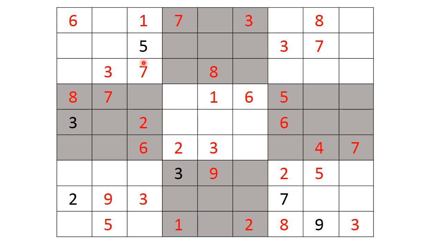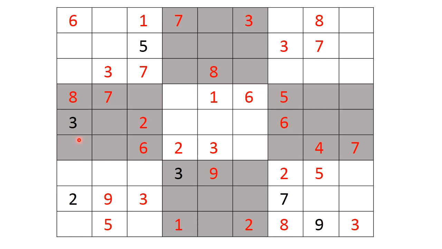Coming to number 5, I can't enter 5 over here as 5 is here, and the same with this row, as 5 has already been present over there and even here. So the only place I get to enter 5 is this place.